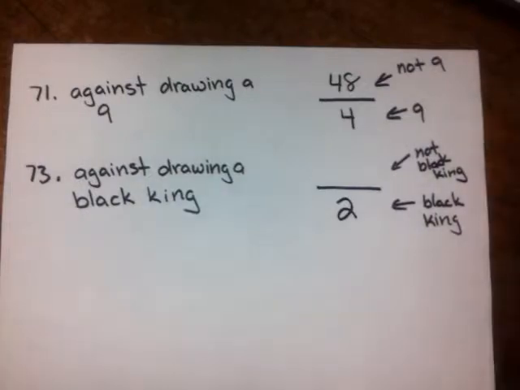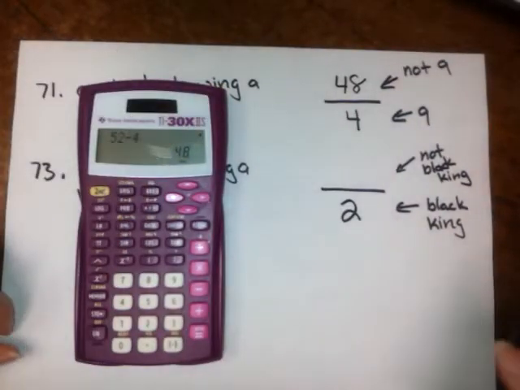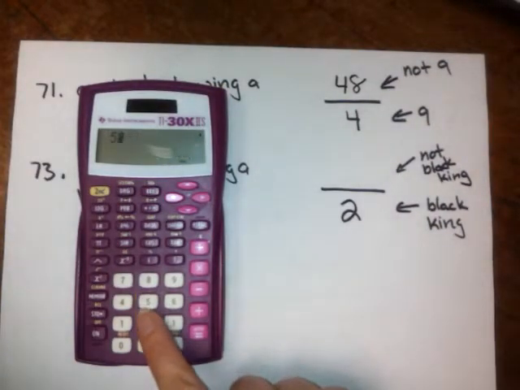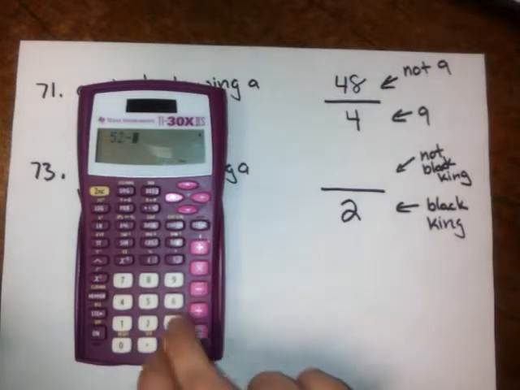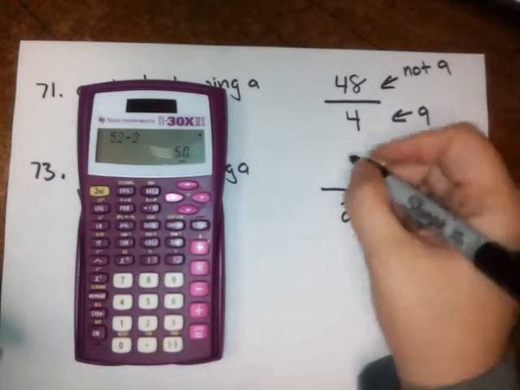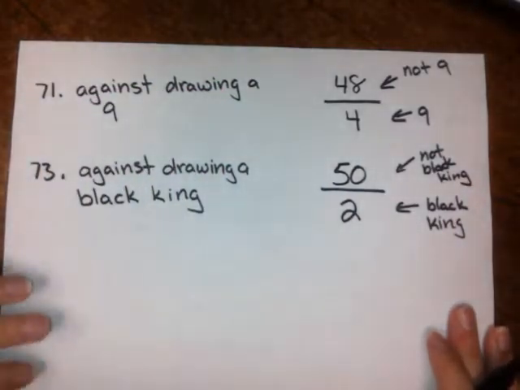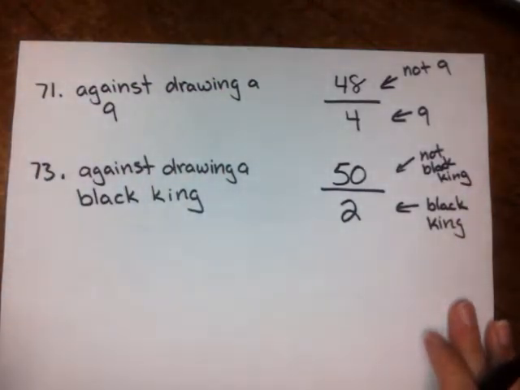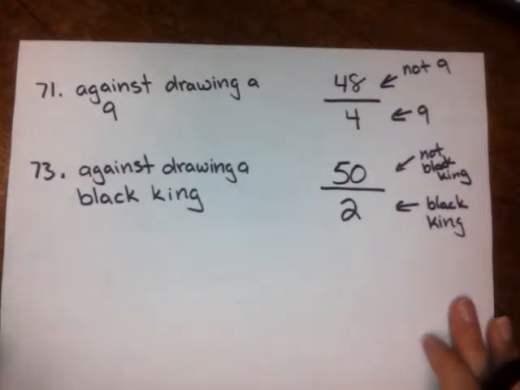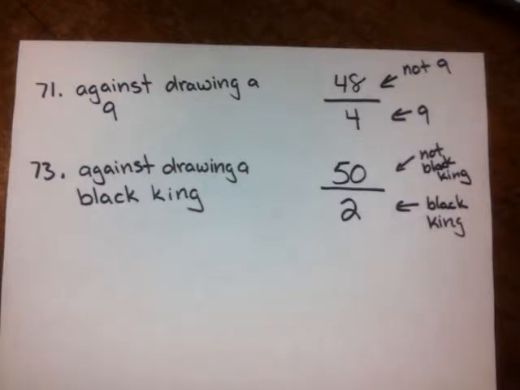How many cards in that deck are not black kings? All of the rest of them. Probably don't need the calculator for this one. 52 minus 2 equals 50. So the odds are 50 to 2 against drawing a black king. 74 asks us about drawing a red jack. That's going to be exactly the same. And I think we will leave it at that.